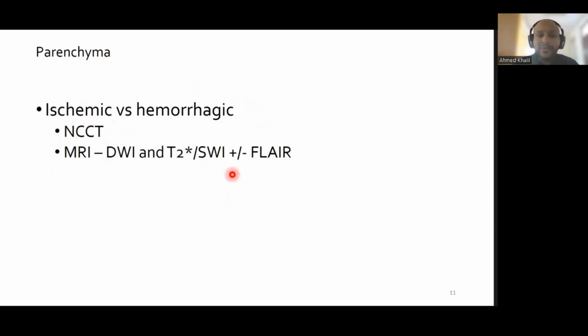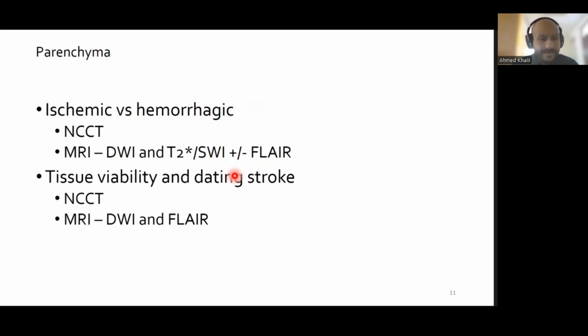Using MRI, we use techniques such as diffusion-weighted imaging to detect the ischemic tissue. We'll talk about that in a second. And to detect hemorrhage, we use sequences or a combination of sequences such as T2 star, susceptibility-weighted imaging, and FLAIR.